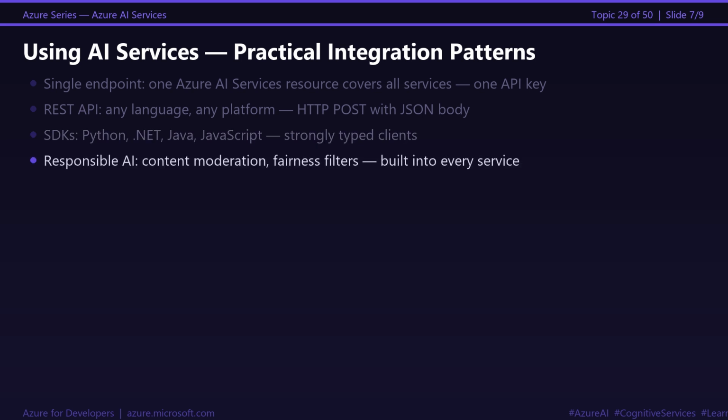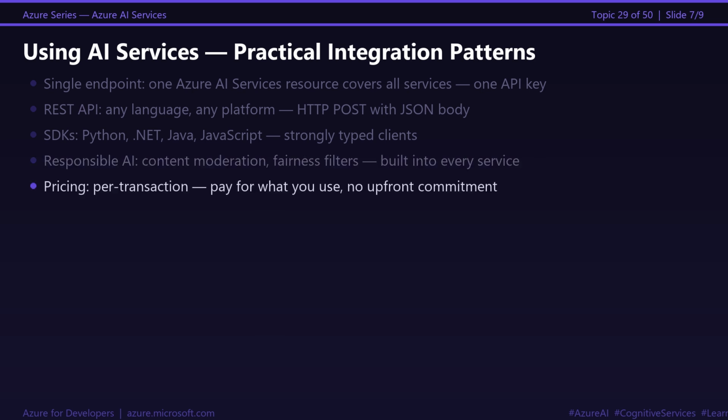Pricing is per transaction. No minimum commitment. No upfront cost. 1,000 Vision API calls: pay for 1,000 calls. Scale to millions: pay for millions. Perfect for applications with variable AI usage.